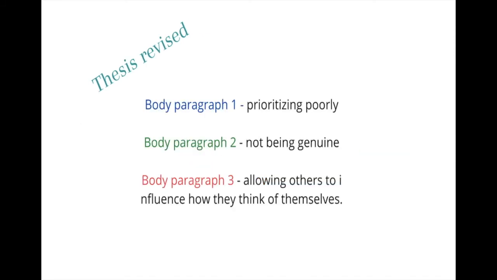So we use that as kind of our working thesis statement, and from there we're able to outline a strong essay. Body paragraph 1 focuses on prioritization, poor prioritization in general. And we already have some examples from that list of what we can use when we're backing up or supporting this. Body paragraph 2 is being disingenuous, not being genuine, not being true to who they are, and what are some examples of this. Body paragraph 3, allowing others to influence how they think of themselves, how people think of themselves. So we can look at comparison, we can look at identity, we can look at self-worth, all of these things.